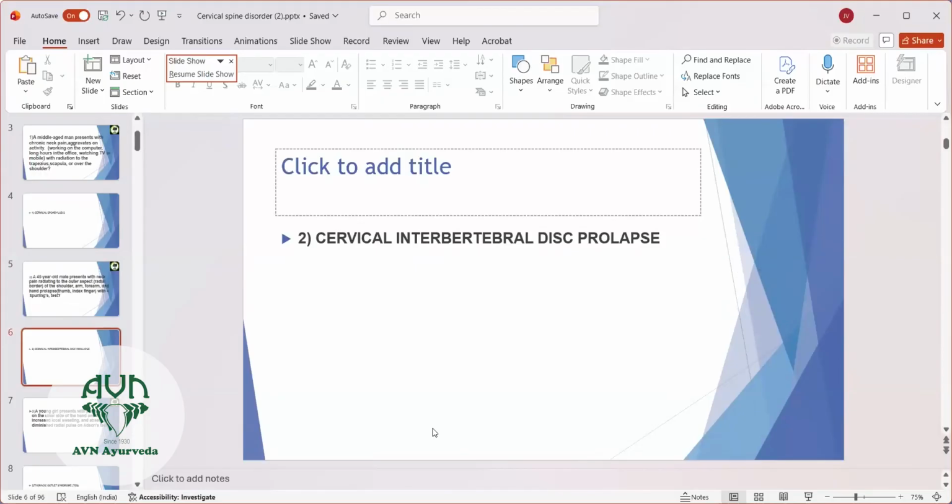Here the presentation is on the outer aspect of the hand. So the involvement is at the level of C5, C6, and C7. If the patient experiences pain on the inner aspect of the upper limb, that means the C8 nerve root is involved.